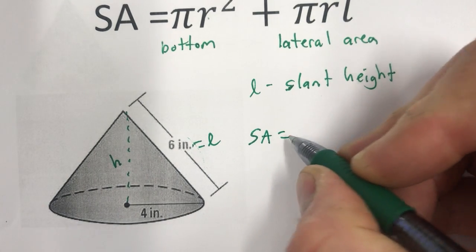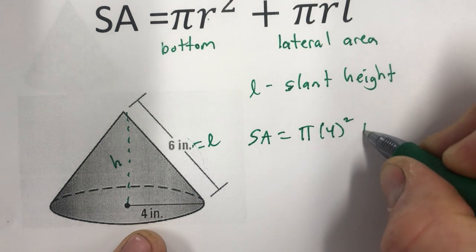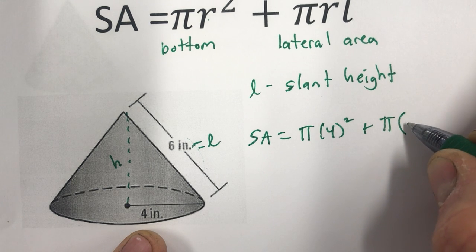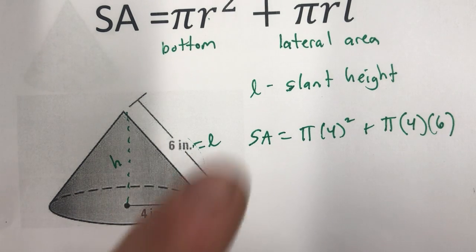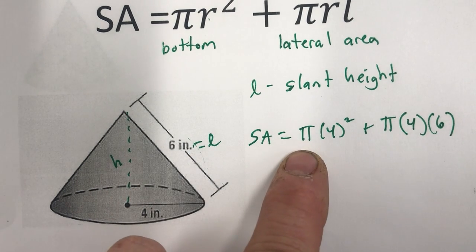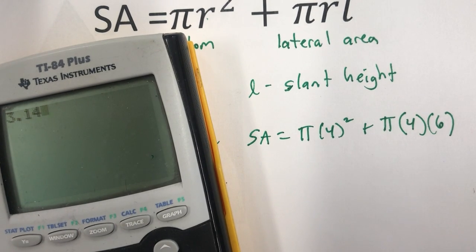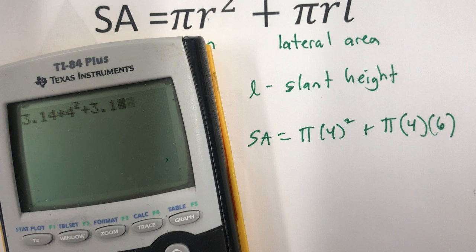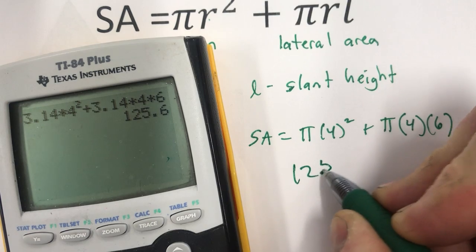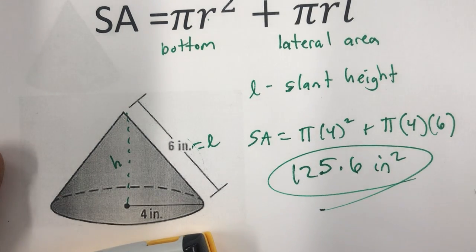My surface area is going to be pi times the radius, which is 4 squared, plus pi again times the radius, which is 4, times the slant height, which is 6. So I just put those in the formula, and then I just punch it in. Remember, pi is 3.14 when we punch this in. So I'm just going to go 3.14 times 4 squared plus 3.14 again times 4 times 6. And there you go, 125.6. And these are inches squared. And there's my surface area.